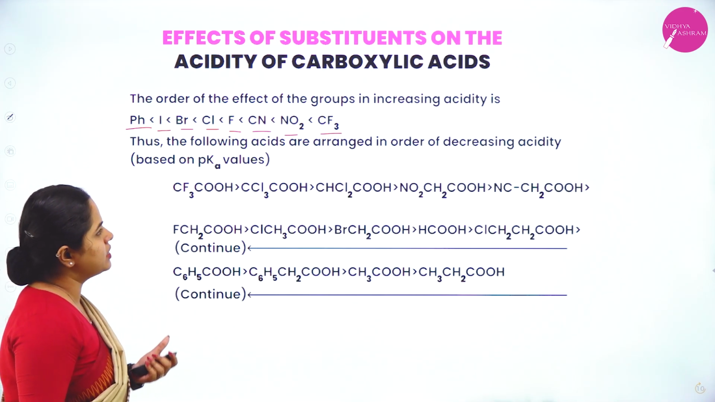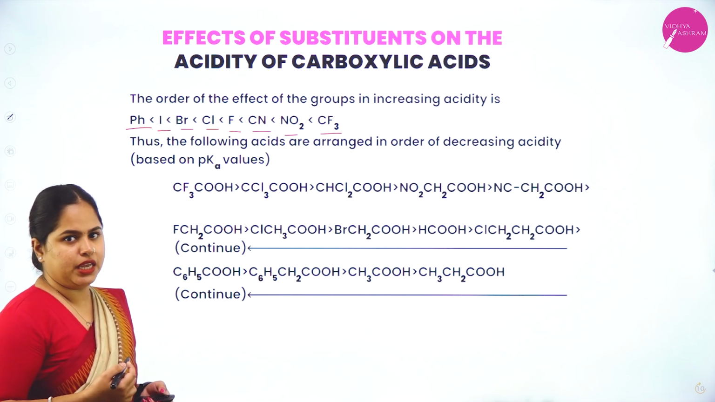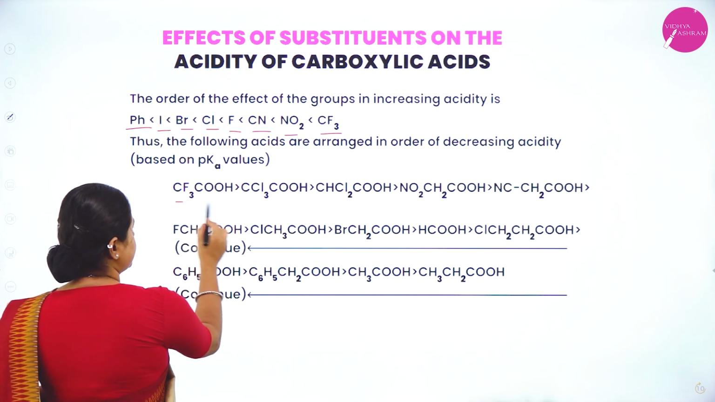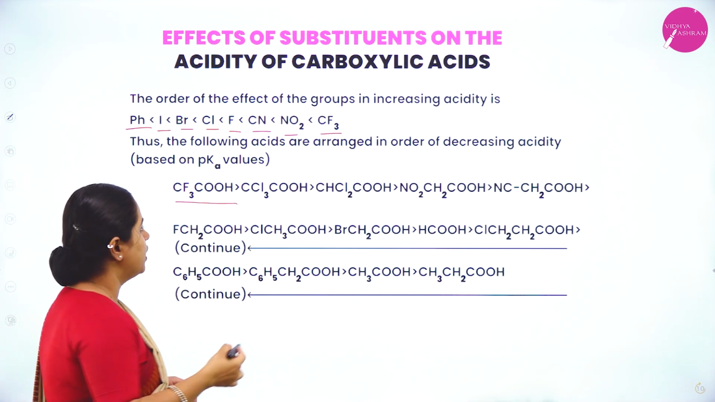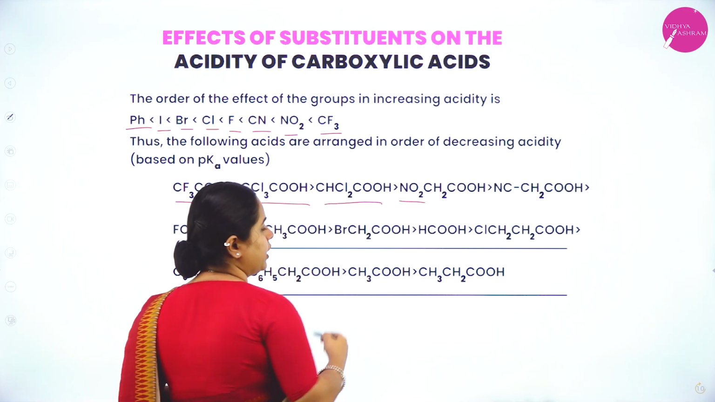Thus the following acids are arranged in the order of decreasing acidity based on their pKa value, that is, in the decreasing order. So this is the order: CF3COOH having the highest acidity, then CCl3COOH, CHCl2COOH, then NO2, nitro comes, right?